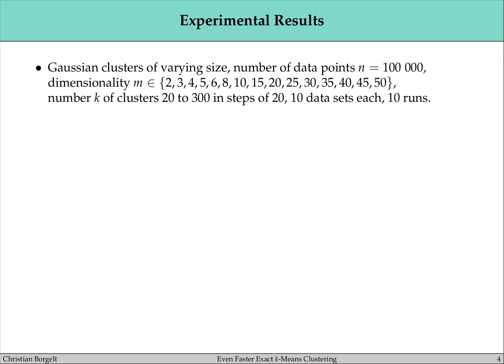In order to evaluate the relative performance of the different algorithms, I created a large number of artificial datasets. All datasets are comprised of clusters sampled from Gaussian distributions of varying size. The size of the datasets was fixed at 100,000 data points. I varied the dimensionality m between 2 and 50 and the number k of clusters between 20 and 300. For each parameter combination, I generated 10 datasets, each of which was processed 10 times with different initializations. Initial centers were chosen with k-means++.